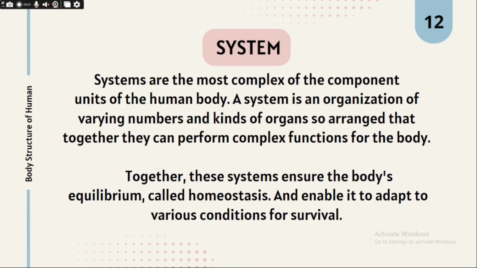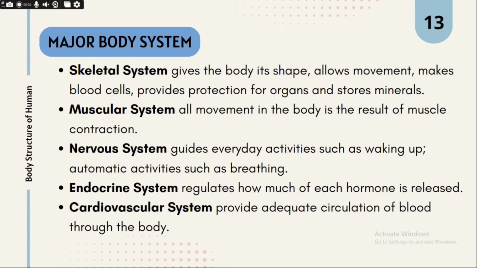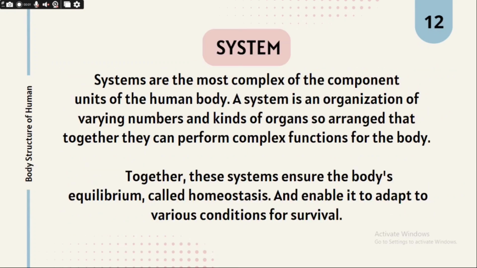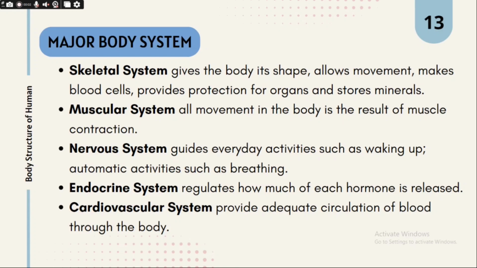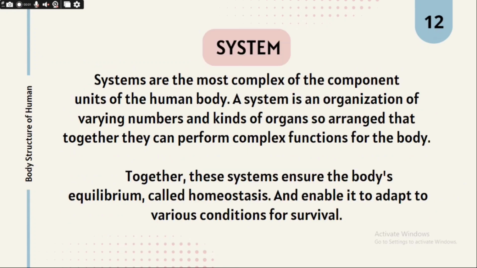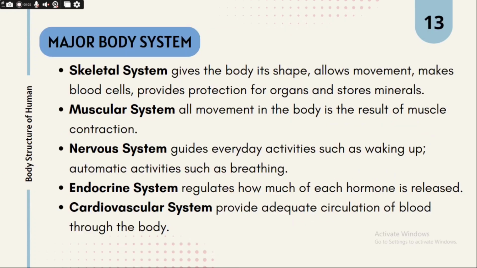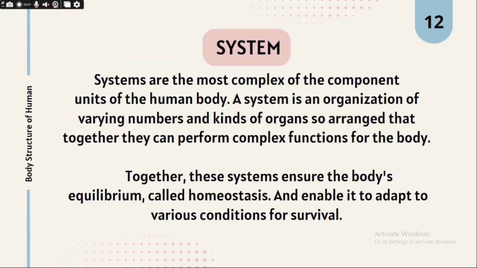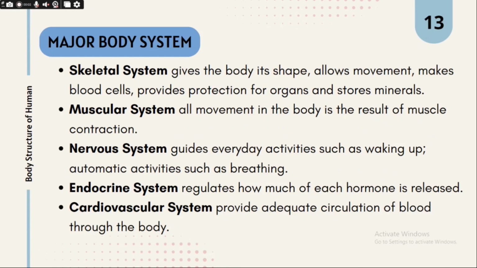Skeletal system gives the body its shape, allows movement, makes blood cells, provides protection for organs, and stores minerals. Muscular system. All movement in the body is the result of muscle contraction. Nervous system guides everyday activities such as waking up, and automatic activities such as breathing. Endocrine system regulates how much of each hormone is released.